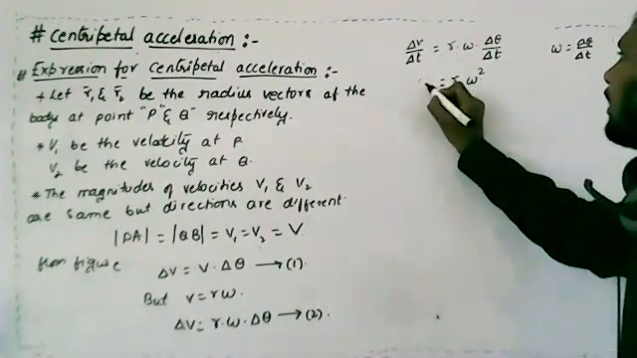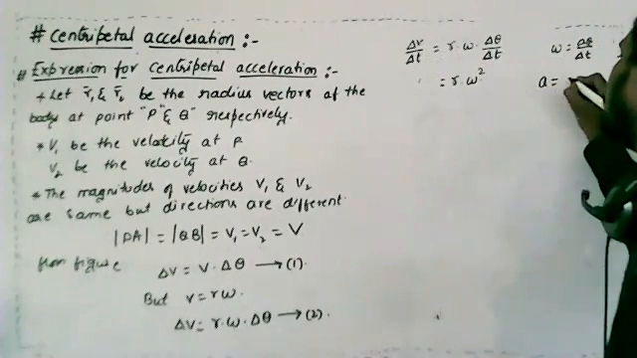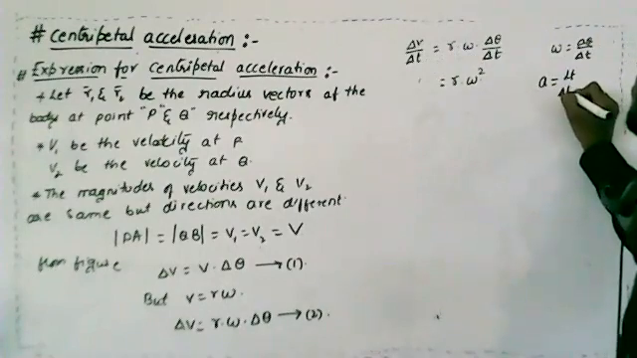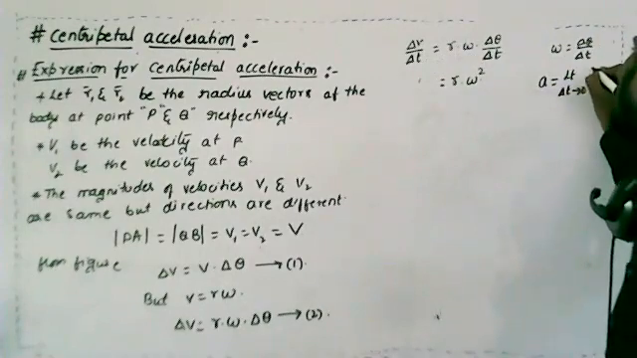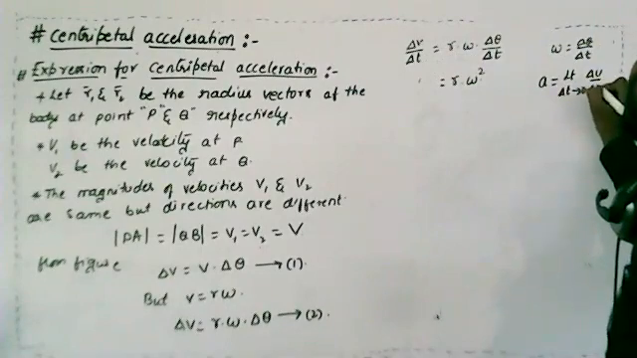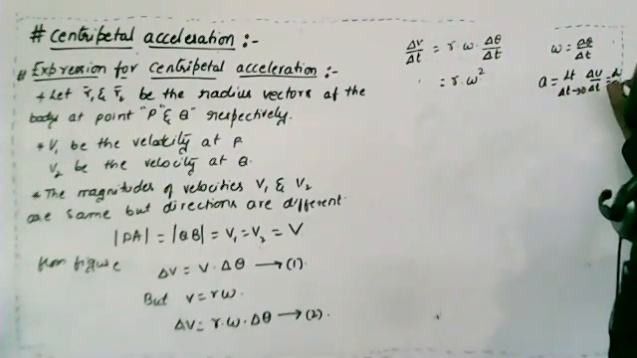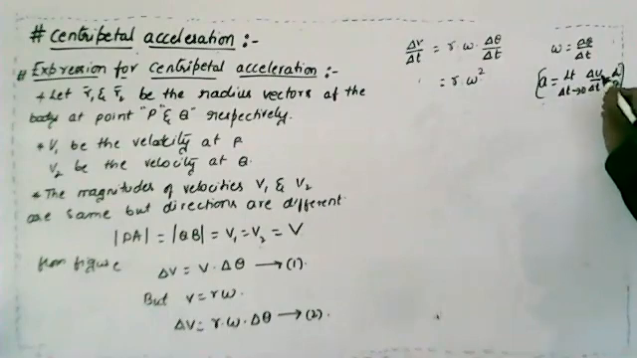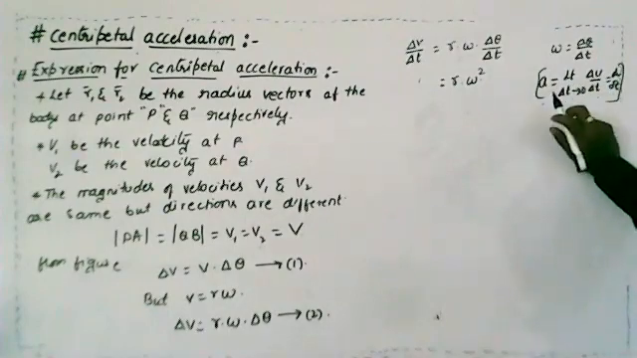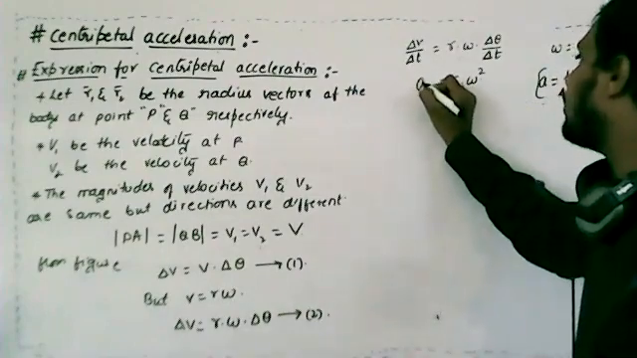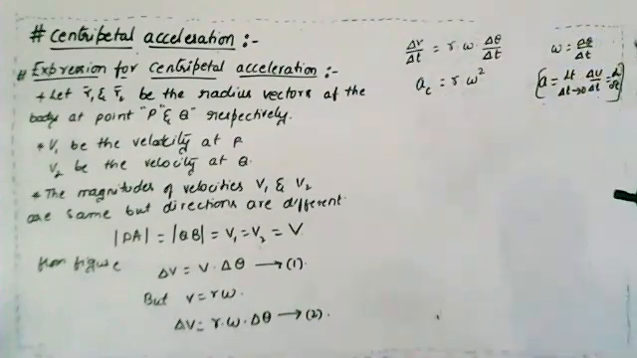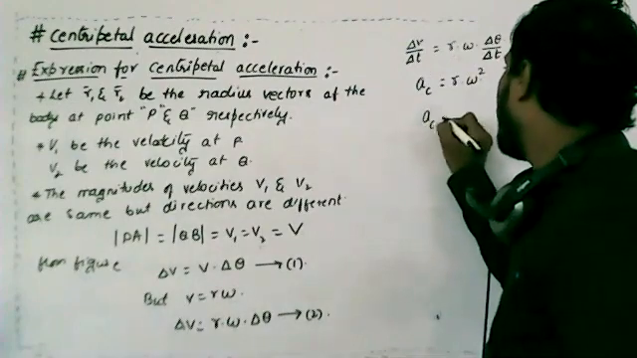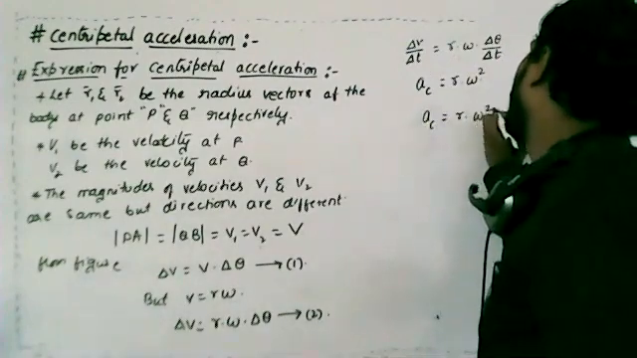Where delta V by delta T, I will take it as acceleration, instantaneous acceleration. That instantaneous acceleration is as delta T tends to 0, delta V by delta T, that is equal to dV by dt. So dV by dt is taken as what? Acceleration. Therefore, instantaneous acceleration A is equal to limit delta T tends to 0, delta V by delta T, which is equal to dV by dt. So for example, that I will consider as acceleration A, that acceleration I will consider as centripetal acceleration. So the expression for the centripetal acceleration is R into omega square.